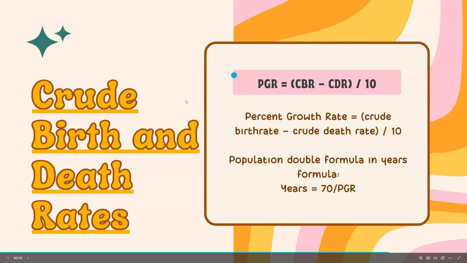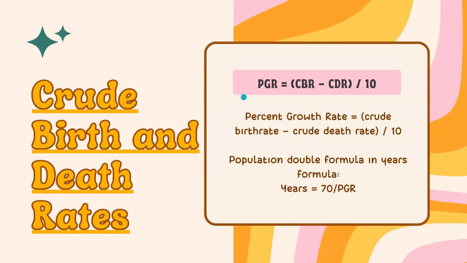Now, we do need to know this formula, and that is the crude birth rate and death rate formula. So we need to know the percentage growth rate, which is CBR minus CDR all over 10. What they stand for is the crude birth rate minus the crude death rate divided by 10.